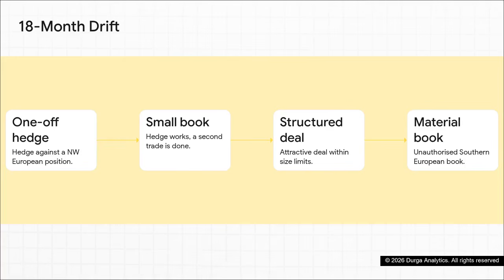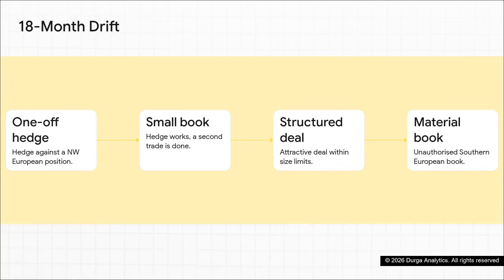Imagine an 18-month timeline for a desk that's strictly mandated for Northwest European hubs only. Step 1. They execute a trade at an Italian point as a one-off hedge against a Northwest position. Highly defensible, right? Step 2. Well, it worked, so they do another one. Suddenly, it's a small book. Step 3. An Italian counterparty offers a bespoke structured deal.